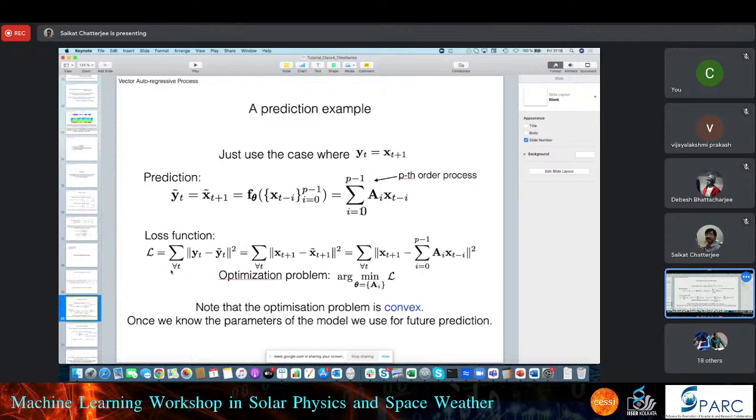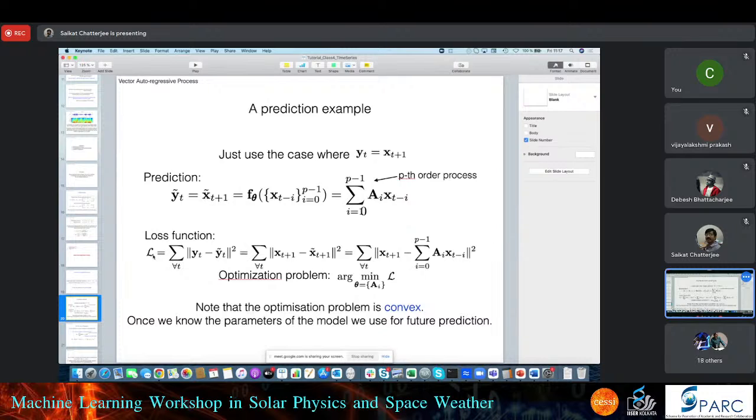Got it? So I know my y_t equals x_{t+1}. That's the way I will define it. What is my x tilde_{t+1}? I already know this is the sum of A_i x_{t-i}. So can I write it like this? Is it okay? The norm of x_{t+1} minus the sum over i equal to 0 to p minus 1 of A_i x_{t-i}, squared, and sum over all t. So this is my loss function.